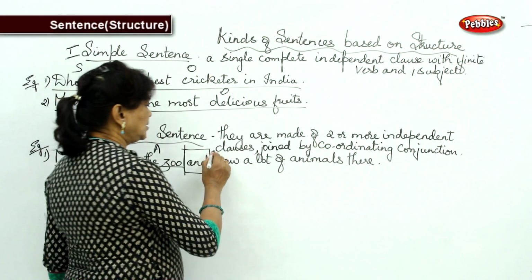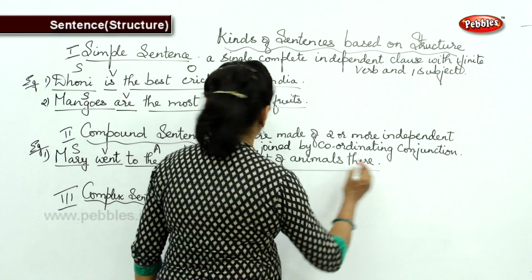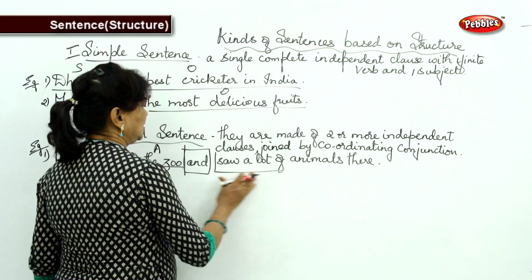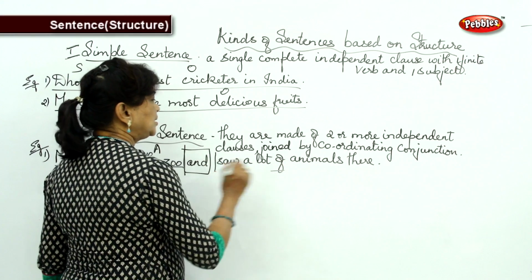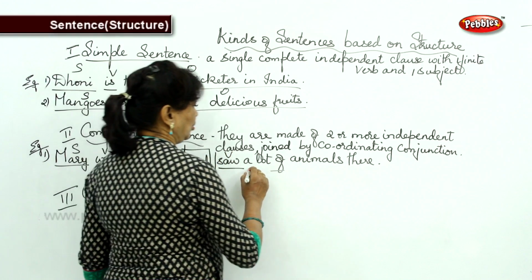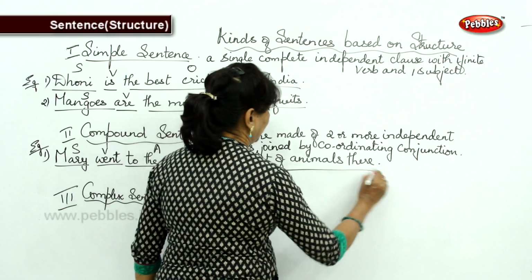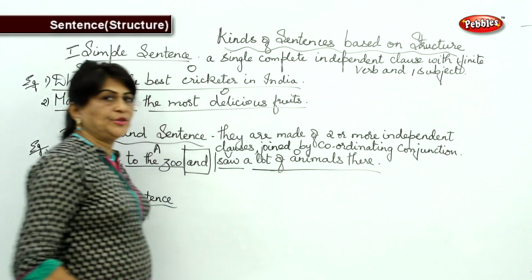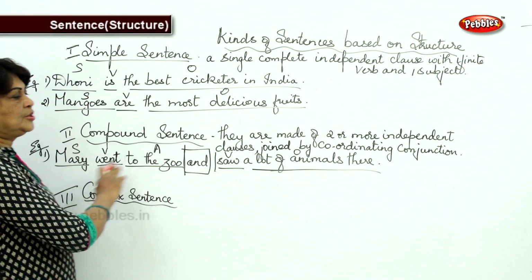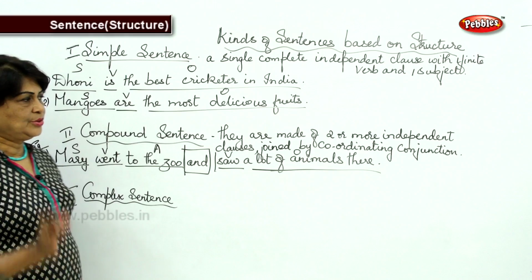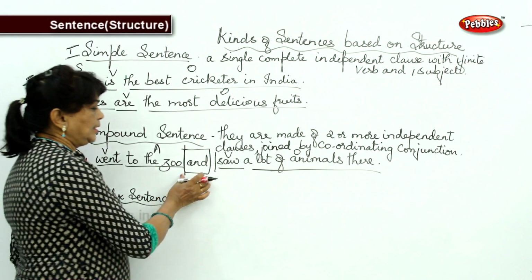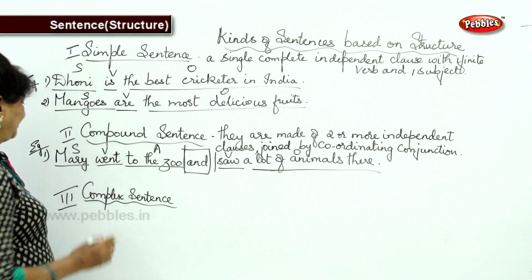And here also this is another complete sentence: Mary saw a lot of animals there. Mary is the subject, saw is the verb. What did she see? A lot of animals there. This is the object of the sentence. So, Mary went to the zoo. Mary saw a lot of animals there. Two complete sentences, two independent clauses, are connected by and.